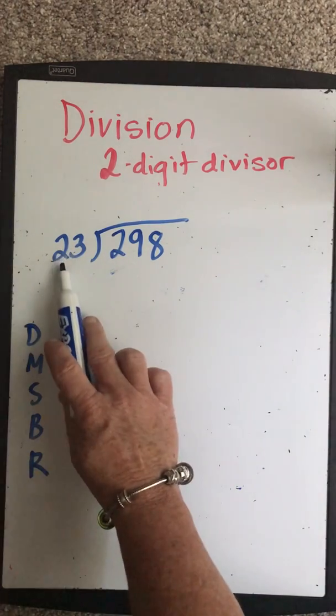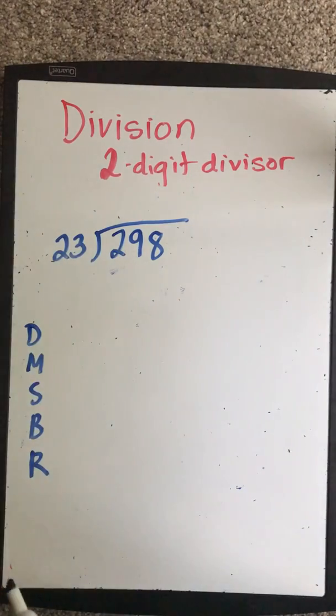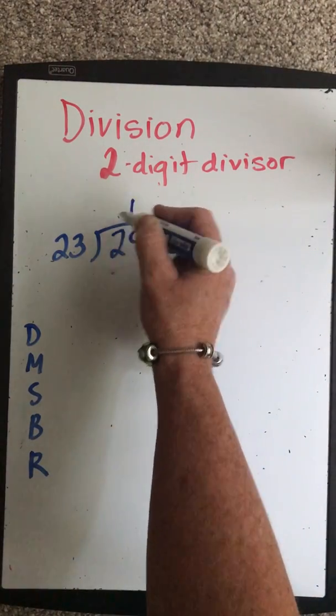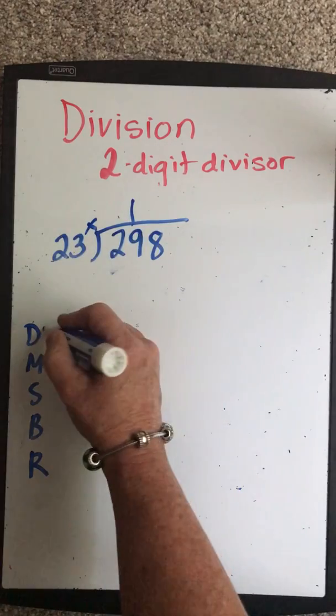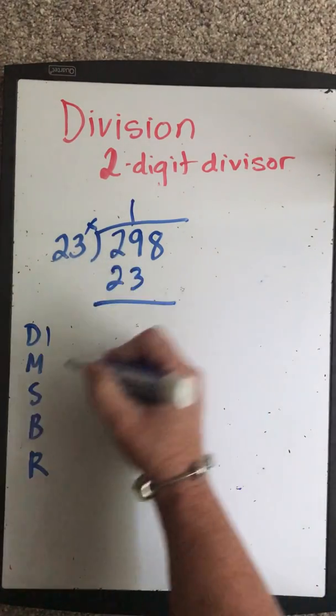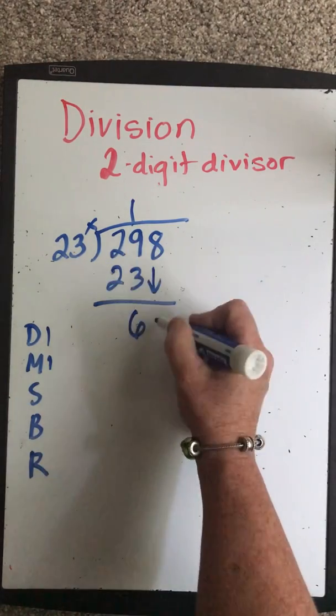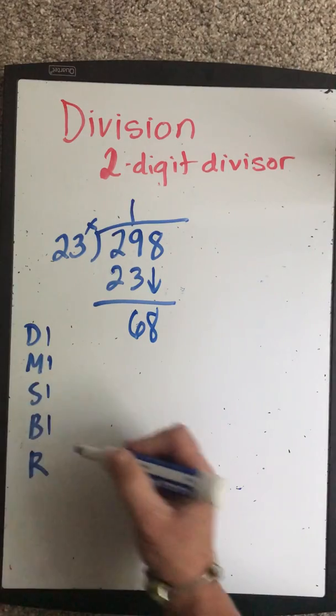So we're going to start. We're going to look for 23. We know it can't go into 2, but can 23 go into 29? Yes, we know that it can go in one time. So we just divided. Now we're going to multiply. 1 times 23 is 23. Now we're going to subtract to 6 and bring down our 8.